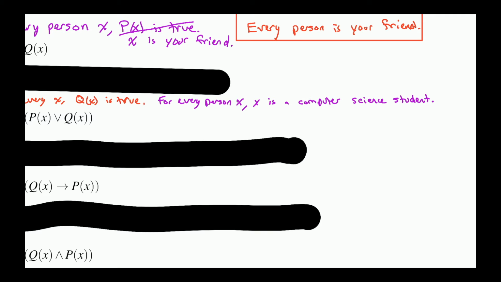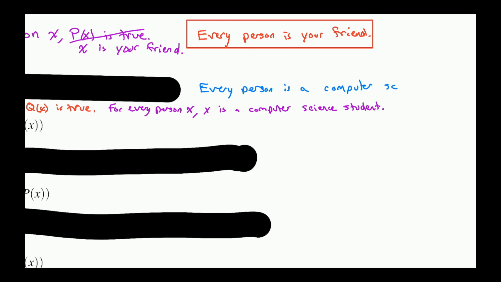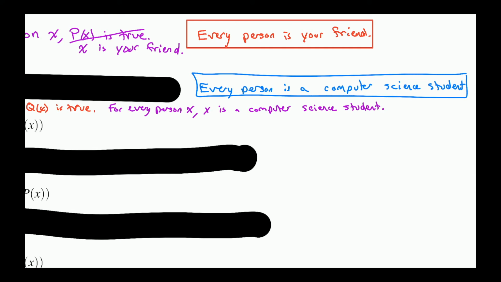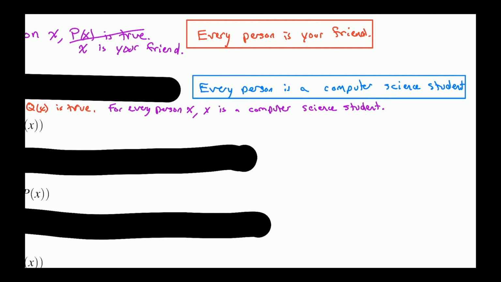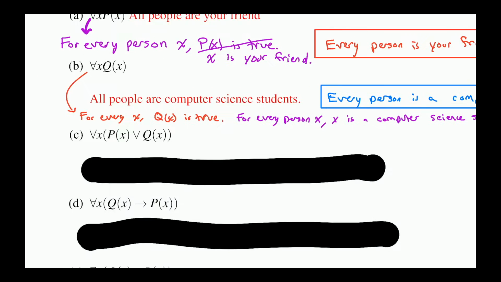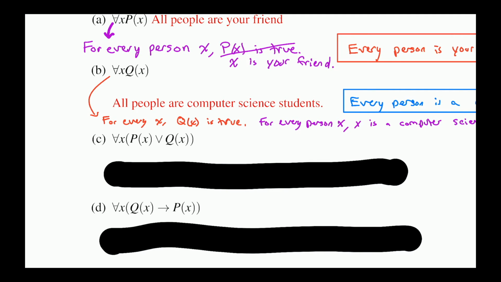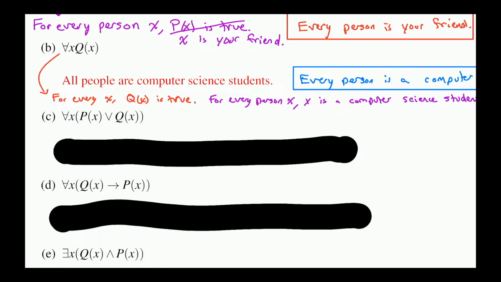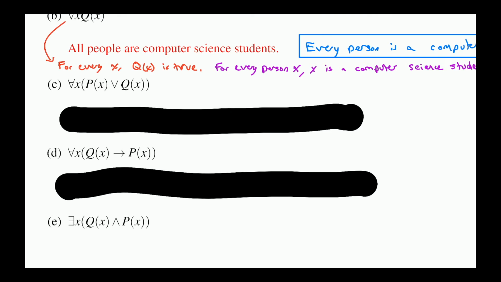So that would just be: every person is a computer science student. That's how I would write that one. All people are computer science students. Yeah, that's fine. All right, now let's look at this next one.